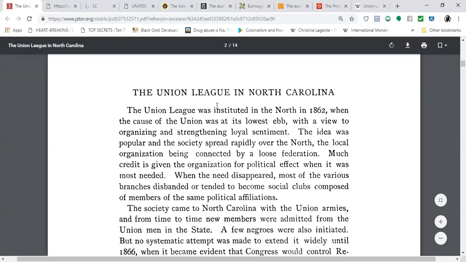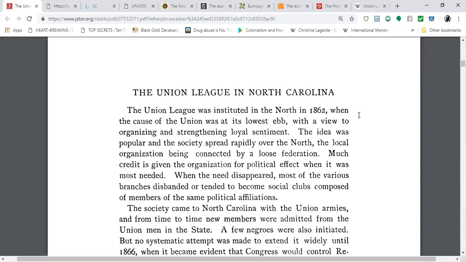All right. The Union League in North Carolina. Now, I got one for every state in the South. We're going to start here in North Carolina. The Union League was instituted in the North in 1862 when the cause of the Union was at its low ebb, with a view of organizing and strengthening loyal sentiment.